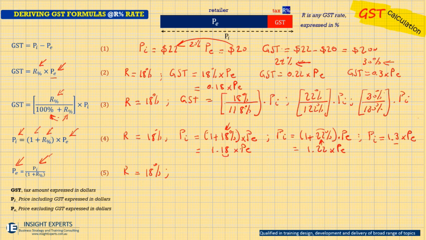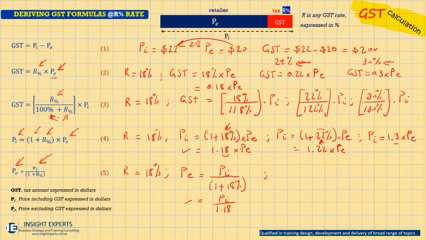So as per equation number 5, what I have to do is take PE equal the price after tax, and then at the bottom it's 1 plus the rate itself, which is 18%. Now that equals PI over 1.18. Just notice the difference between this formula and that formula. Here we multiply by 1.18. Here we divide by 1.18.